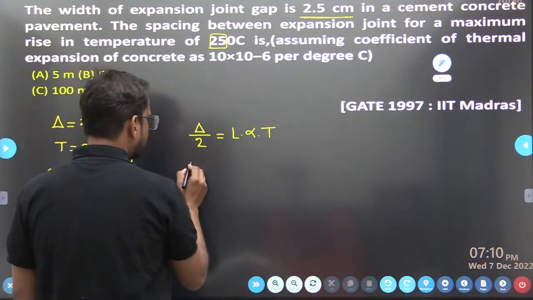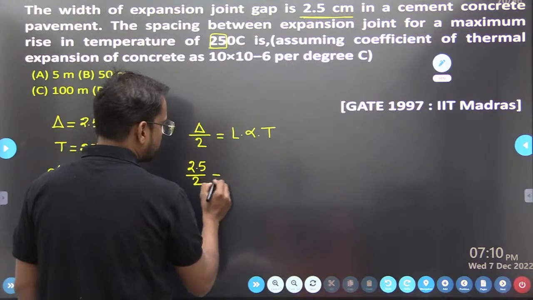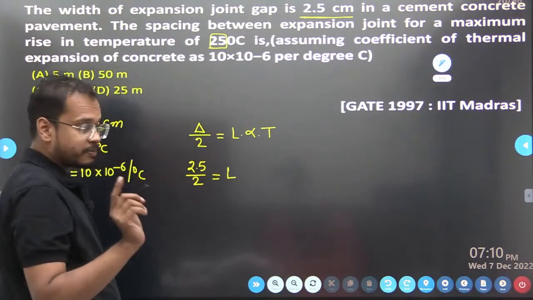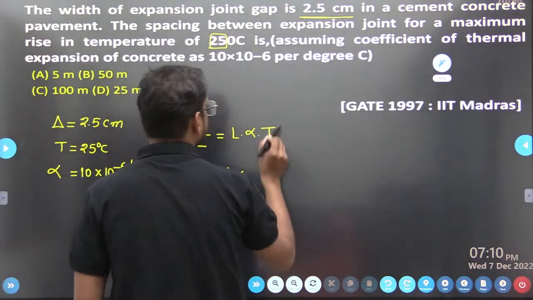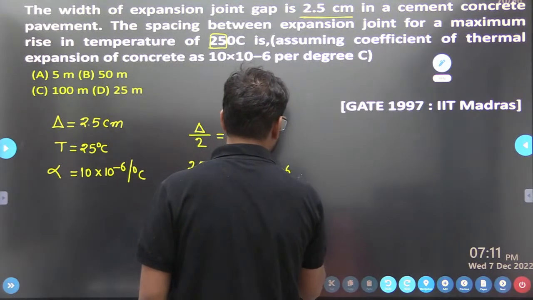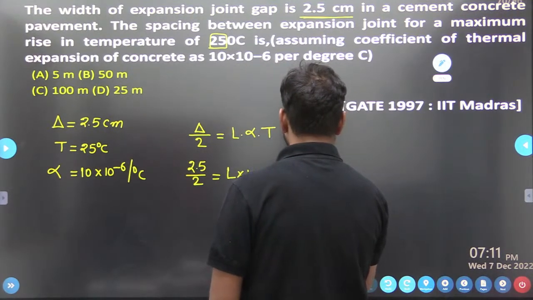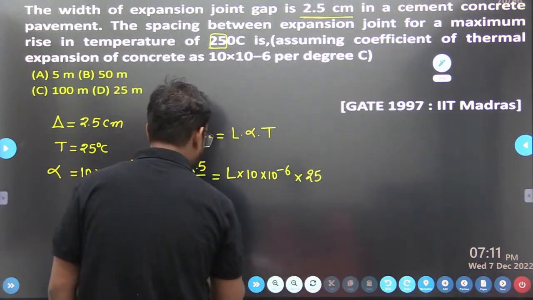My dear friend, if I talk about delta, so delta is 2.5 divided by 2, is equal to L, that means spacing between two expansion joints, multiplied by alpha. So the value of alpha is 10 into 10 raised to power minus 6, multiplied by change in temperature, that means T. So change in temperature becomes equal to 25 degrees Celsius. You can calculate the value of capital L.